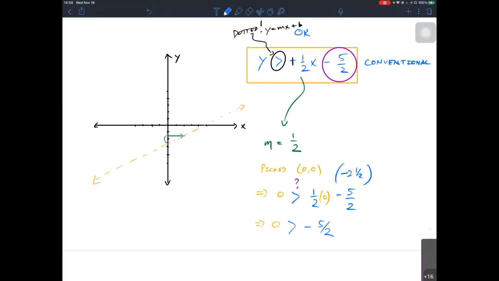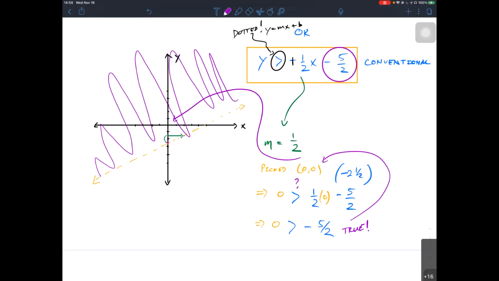And you would all tell me what? False. False or true? Oh, wait. 0 is greater than, yeah, so it's true. So what do you do, right? You backtrack. You go from true to the point you picked. From the point you picked, find it on the graph. Wherever that point is, that's the region that you shade for the graph. All right, and then if you do the walking person thing again, it follows the same suit.